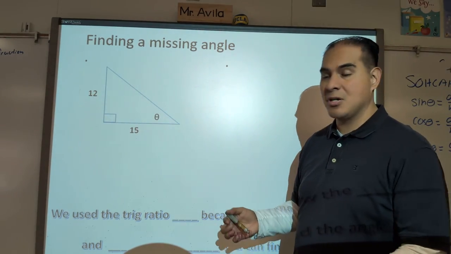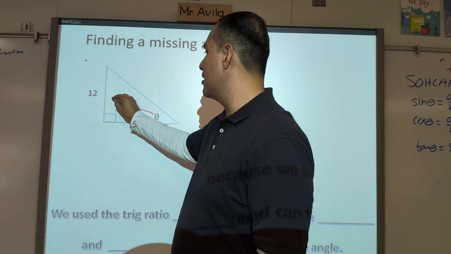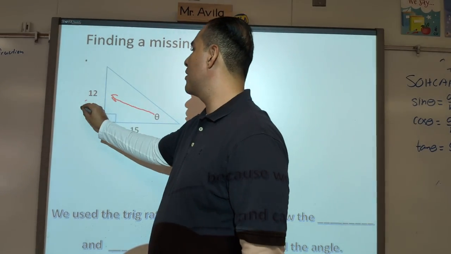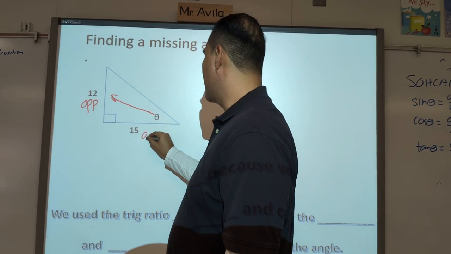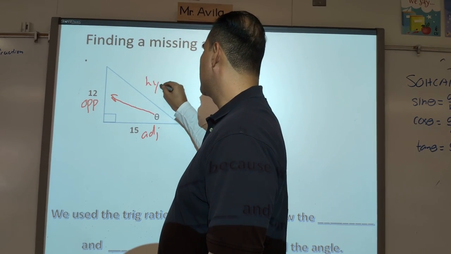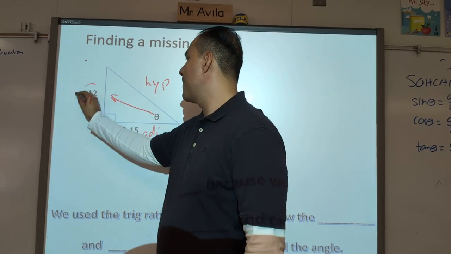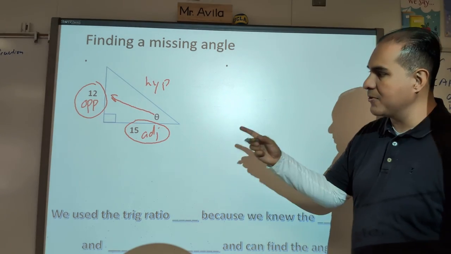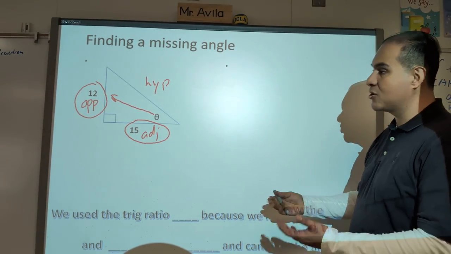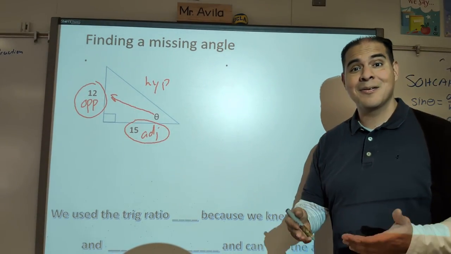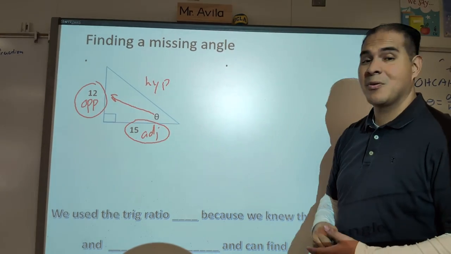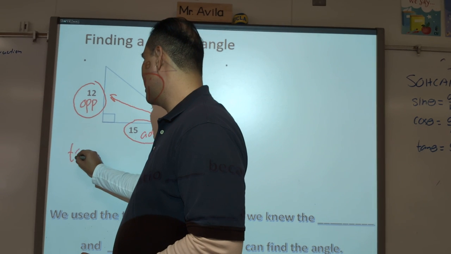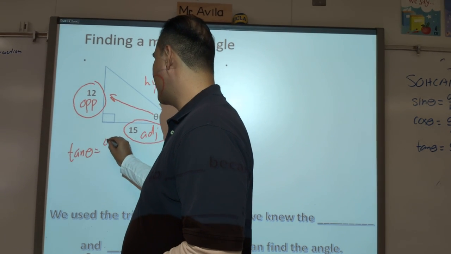Now, to use trigonometry, we do what we've always been doing. We label our opposite, adjacent, and hypotenuse so that we can figure out which trig ratio we're going to use. Now, we know the opposite and we know the adjacent, so using those two sides is going to help us find the angle theta. Which trig ratio are we going to use: sine, cosine, or tangent? If I'm dealing with opposite over adjacent, in this case, we're going to be using tangent. So tangent theta is opposite over adjacent.